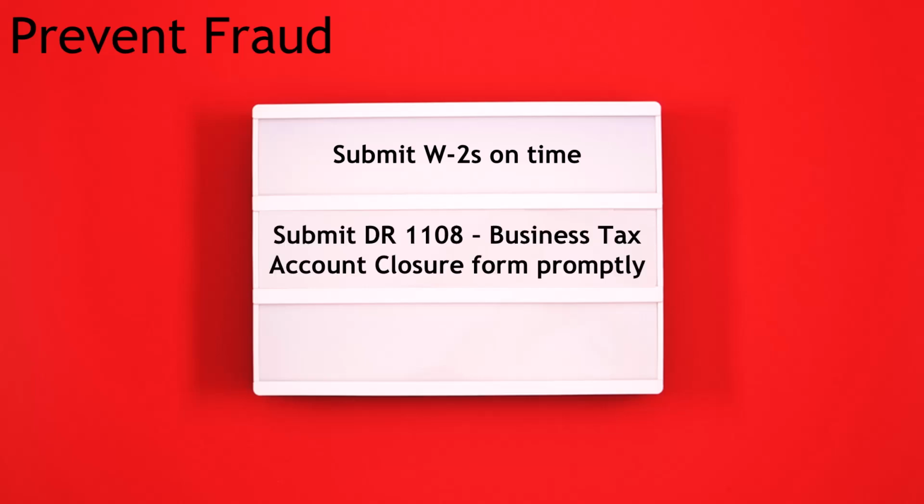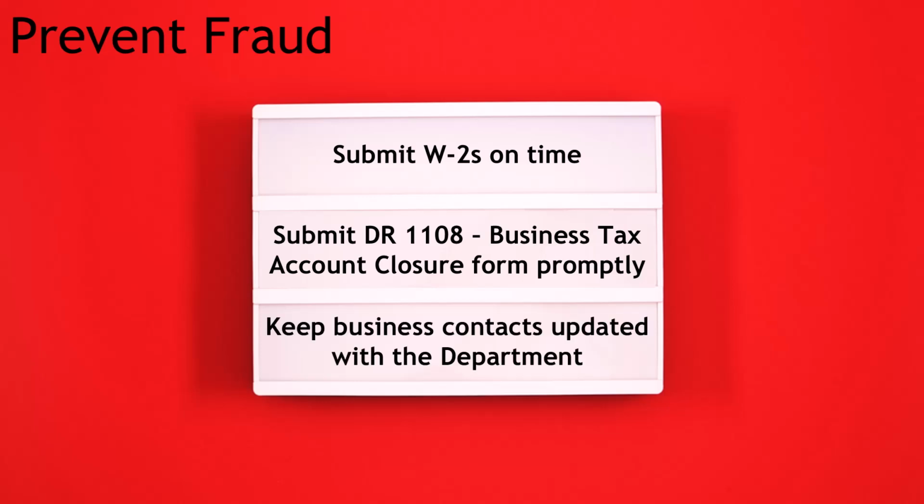If your business closes, submit the DR1108 Business Tax Account Closure Form promptly with the department. Businesses are responsible for informing the department of any business contacts who may contact us regarding their withholding account. This includes employees of the business, third-party representatives, power of attorneys, and third-party preparers. Lastly, if a business contact needs to be changed, added, or removed, please contact the department as soon as possible. The department will not discuss account details unless explicitly authorized to do so.